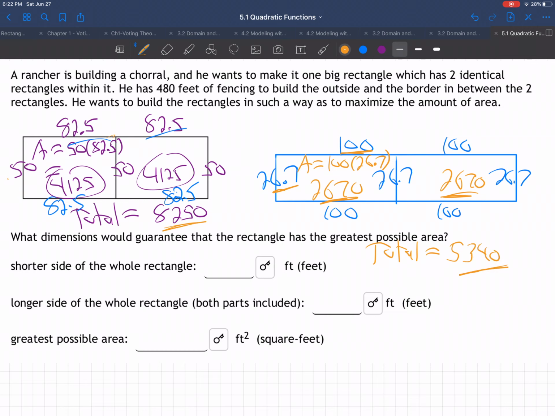5,340. Now that's much less area than the other plan. The other plan gave over 8,000. This is just 5,340. So see, it makes a big difference. In both cases, we're using all 480 feet of fencing.